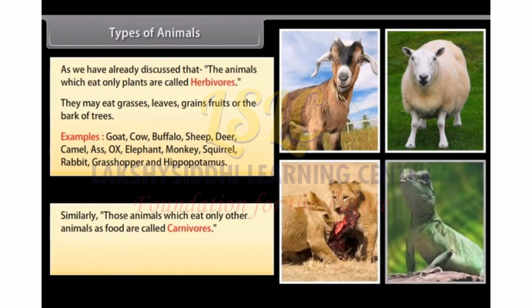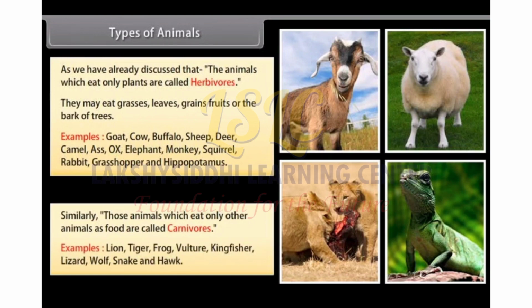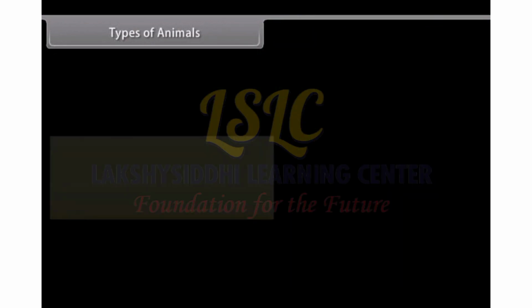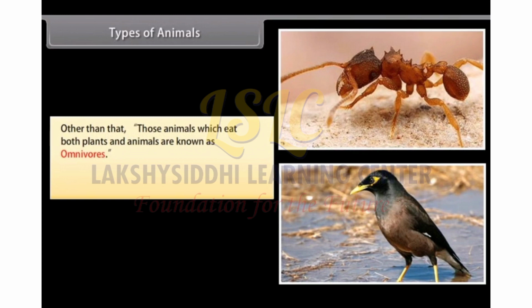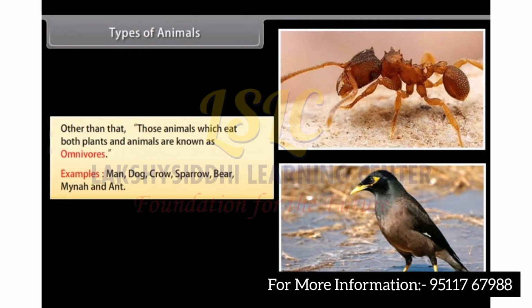Similarly, those animals which eat only other animals as food are called carnivorous. Examples: lion, tiger, frog, vulture, kingfisher, lizard, wolf, snake, and hawk. Other than that, those animals which eat both plants and animals are known as omnivorous. Examples: man, dog, crow, sparrow, bear, myna, and ant.